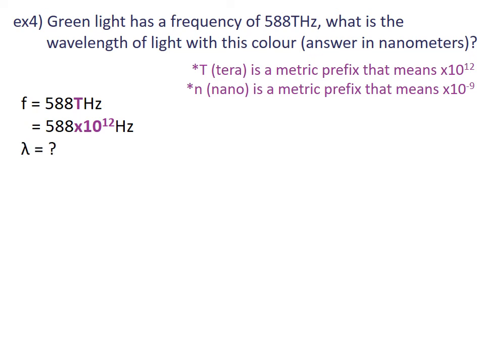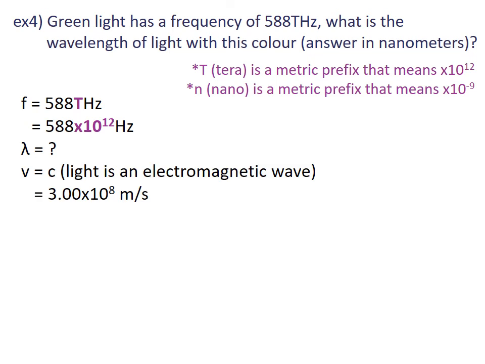And we might think that's all we have in the variable list, but it told us this is green light. And since we know it is light, and light is an electromagnetic wave, we know that the speed has to be equal to c. So speed is equal to c, which is the speed of light, which is an electromagnetic wave, which is 3.00 times 10 to the 8 meters per second, and that number can be found on your pink sheet.